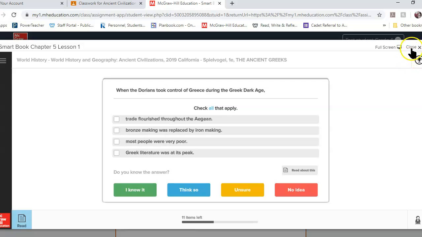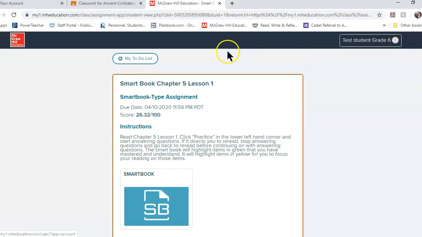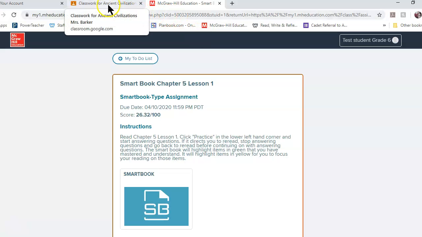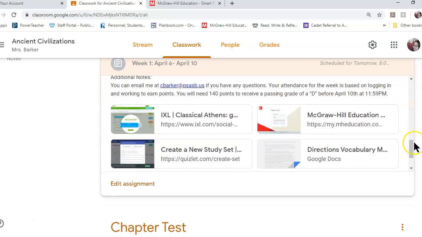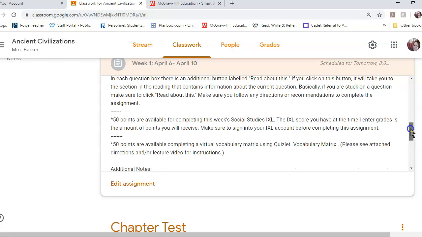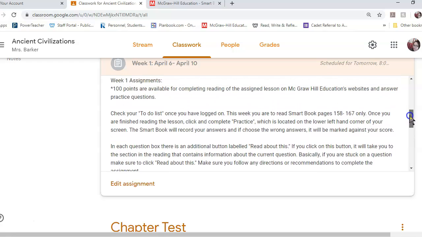So I'm going to go ahead and close out here. This is something new because we haven't done it this way before, but because we are doing distance learning, it's a very good tool. So please make sure that you complete that one for the points, and there are a lot of points available for it. Let's go back up here to our assignments. Need to keep going. Okay.